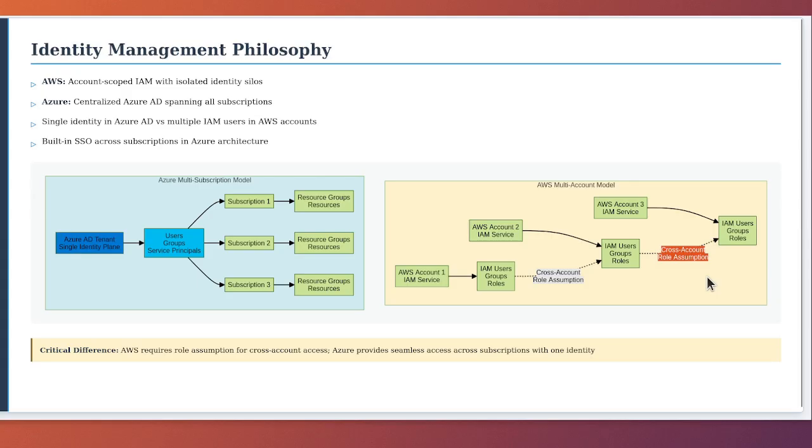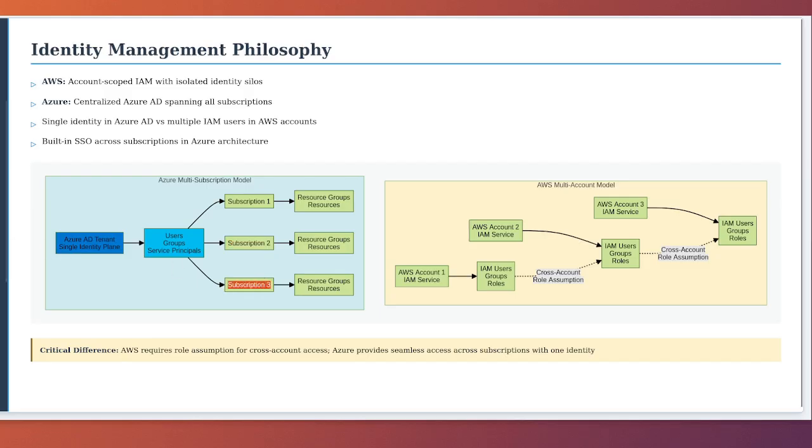Azure took a different path, building on Microsoft's decades of enterprise identity experience with Active Directory. In Azure, identity is centralized in Azure Active Directory, which exists outside and above your Azure subscriptions. This means a single identity can seamlessly access resources across multiple subscriptions without role switching or temporary credentials. Azure AD is the identity plane, while subscriptions are the resource plane, creating a clean separation of concerns.